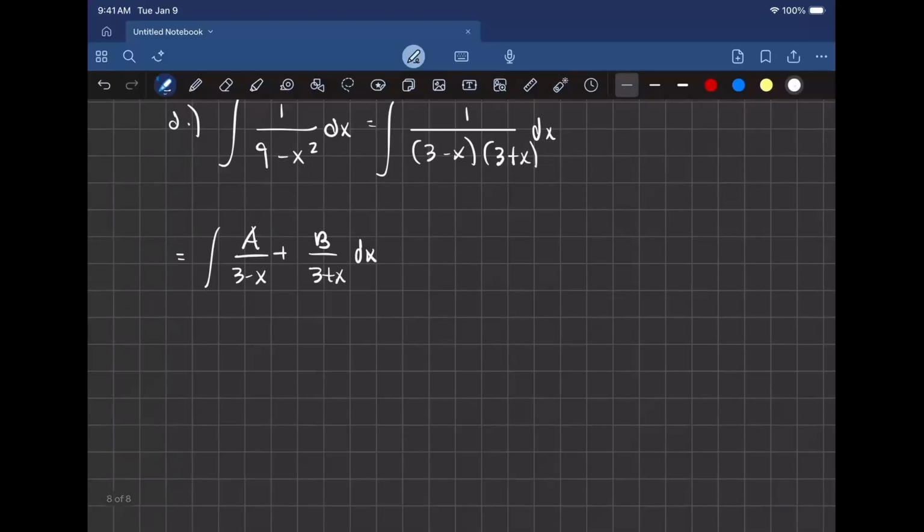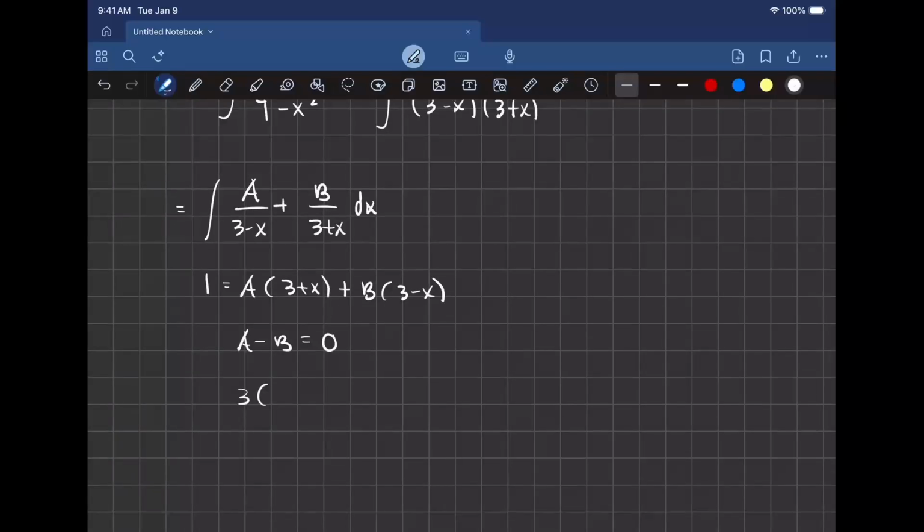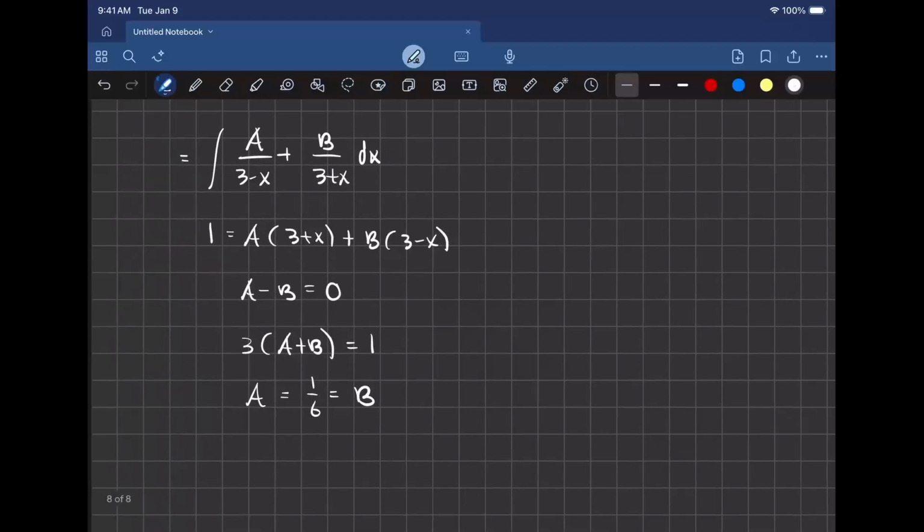So we can solve for this, setting it equal to 1. So 1 equals A times 3 plus x plus B times 3 minus x. So like x equals negative 3, x equals positive 3. So A minus B is 0. 3 times A plus B is 1. So A is 1/6, and that's the same thing as B. So A equals B equals 1/6.